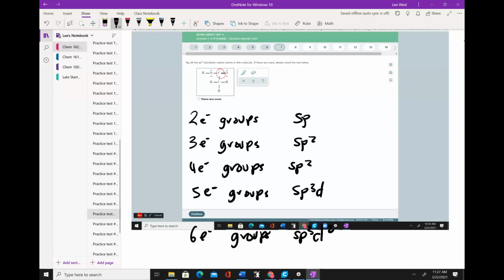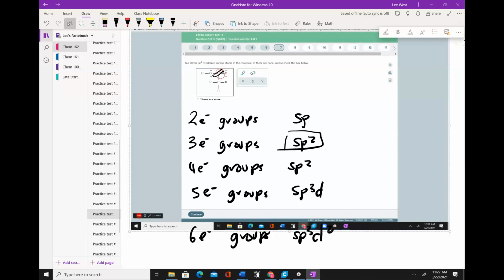So that one there has 1, 2, 3 electron groups around it, so it's sp2 hybridized. So we won't be tagging him. And then the next one here, the lower one, has 1, 2, 3, 4 electron groups around it. So 4 electron groups is sp3 hybridization. So this guy is the one that we're interested in. It's that lower one there that we'd be tagging.